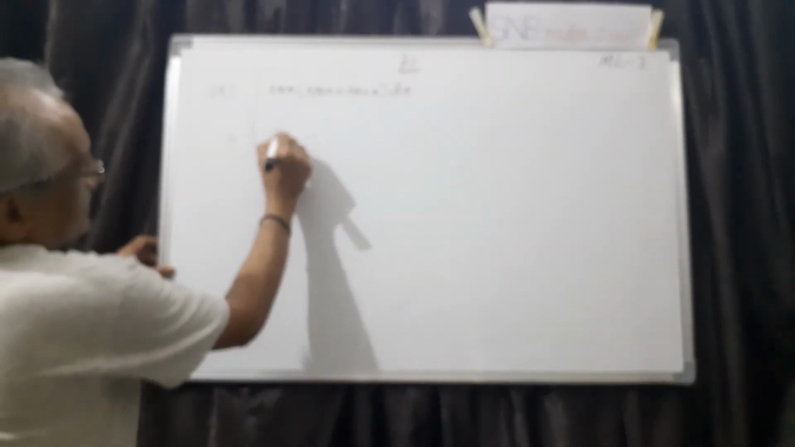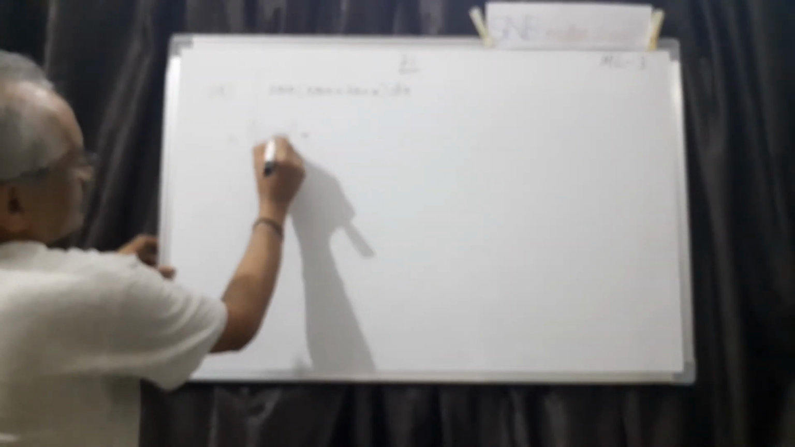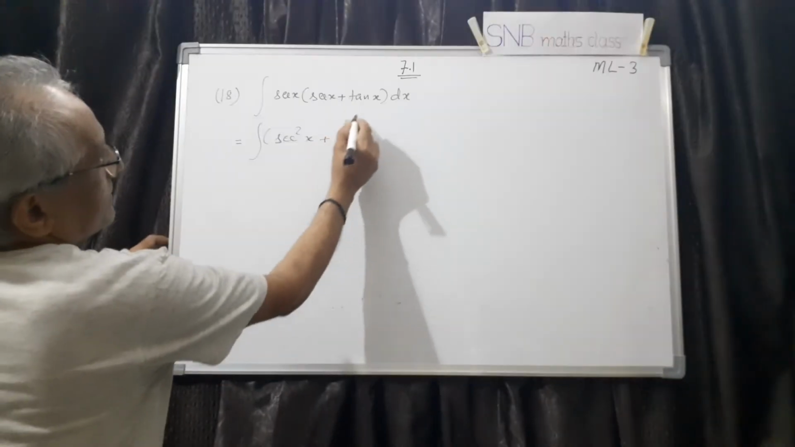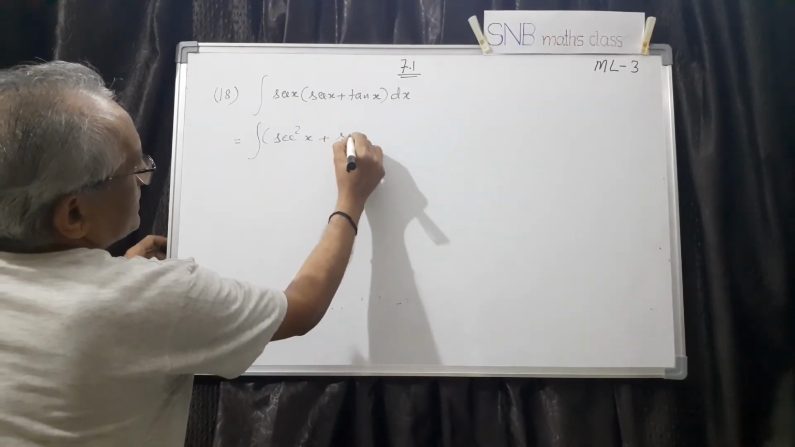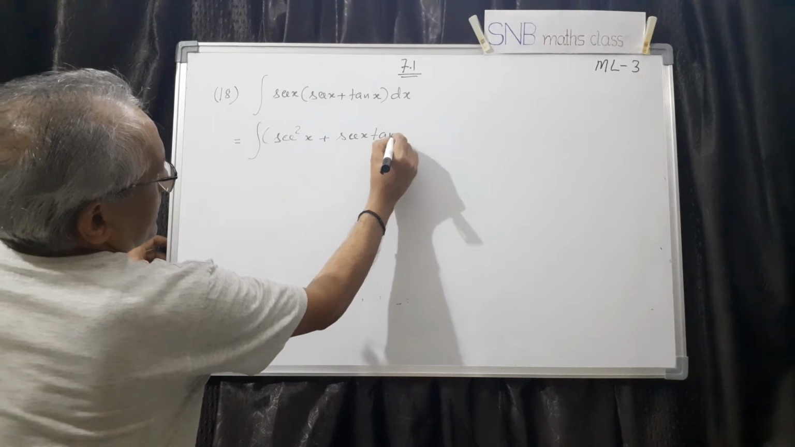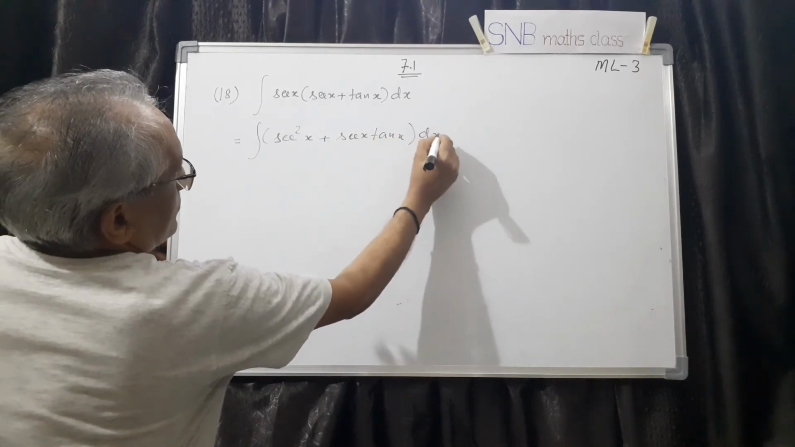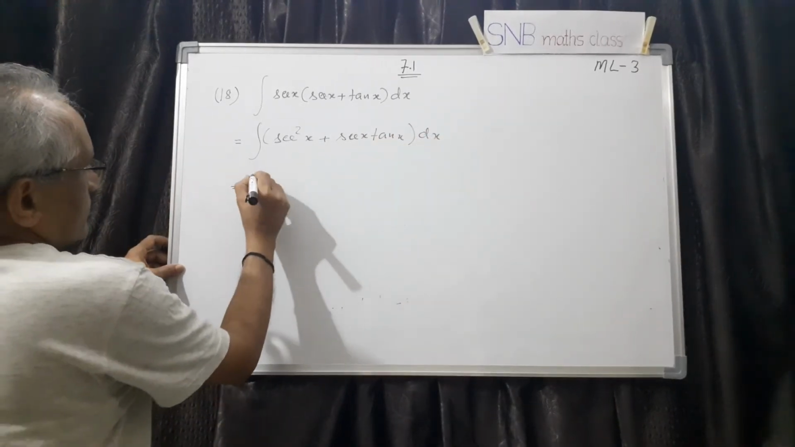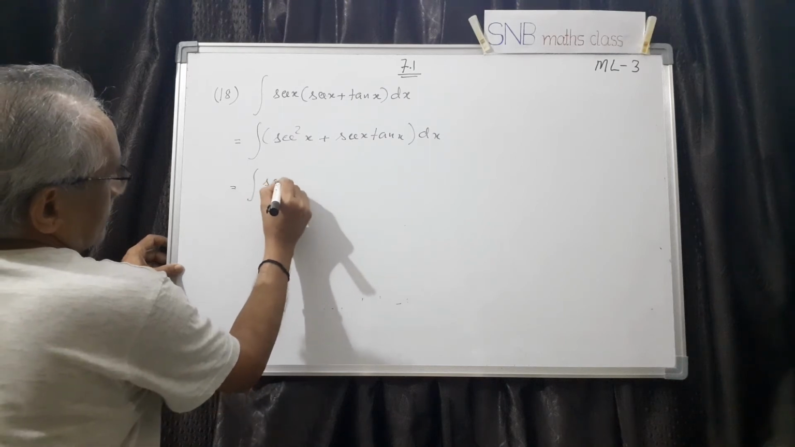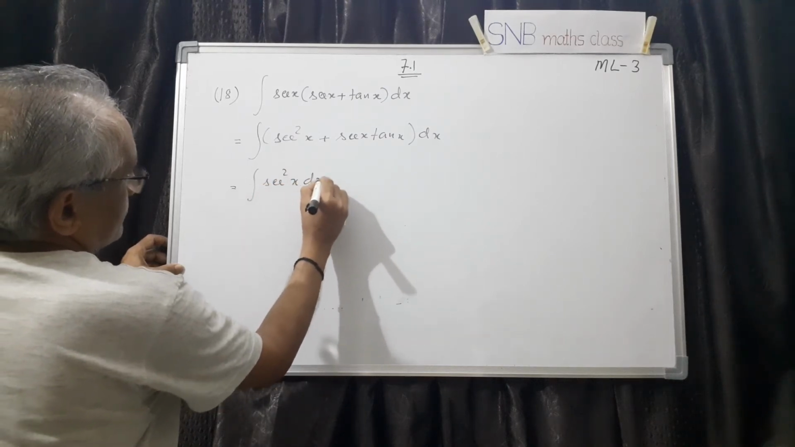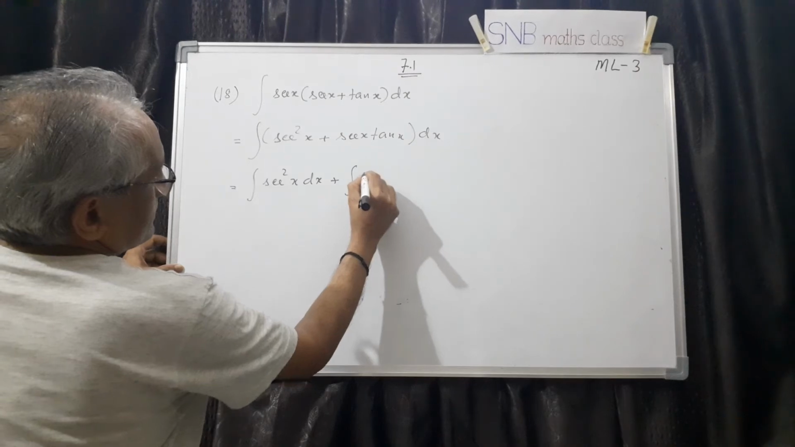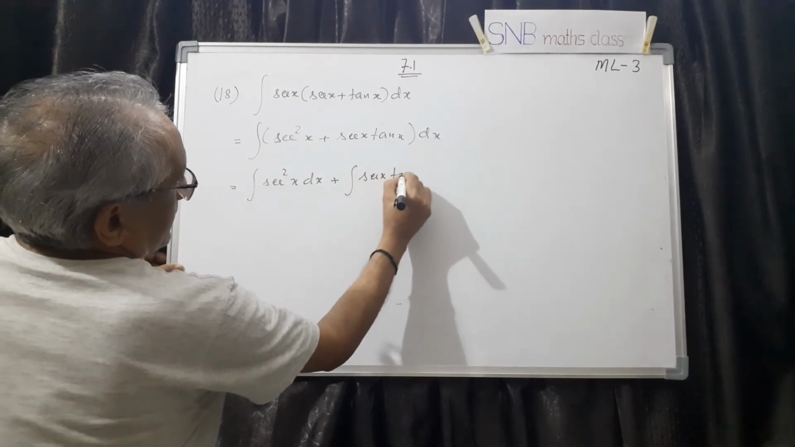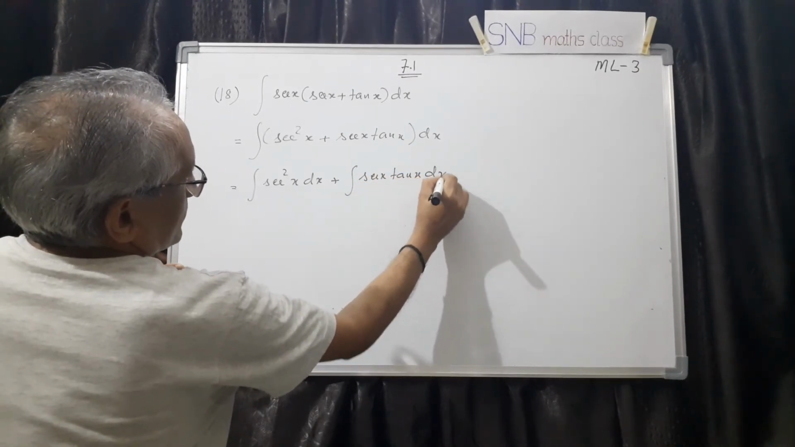So what you have to do here is, if you remove the bracket, this becomes secant square x, first one, plus then this becomes secant x tan x. Now you split them. So the first one is secant square x dx. Second one is secant x tan x dx. Of course, you are a beginner.